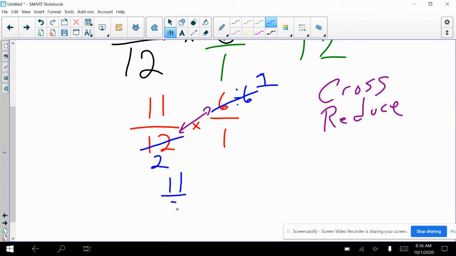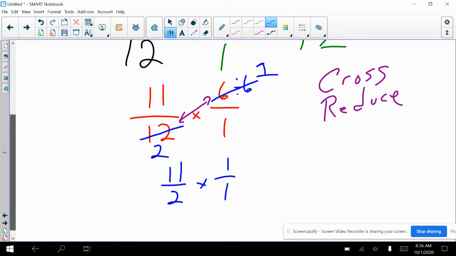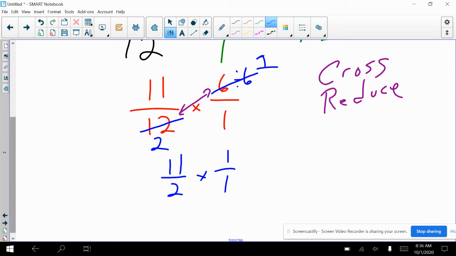So my new problem looks like this now. Down here it's 12 divided by 6, that's how I get my 2. If I cross reduce one number, I have to cross reduce the other number. I can't just do it on one number. But you're going to forget to do it on the single digit number. It happens all the time. Okay, so now I can't cross reduce anymore.